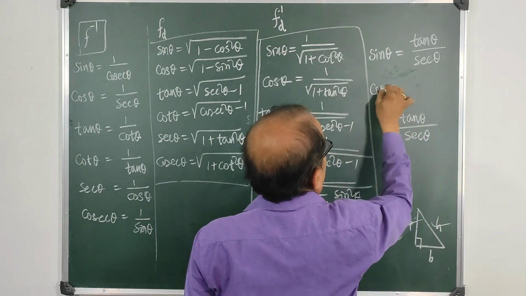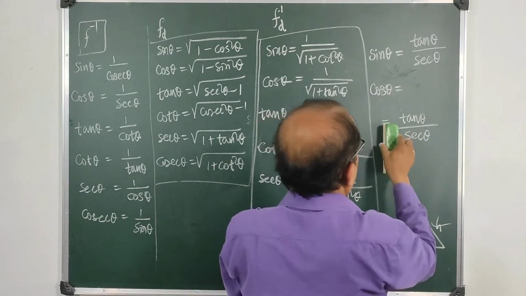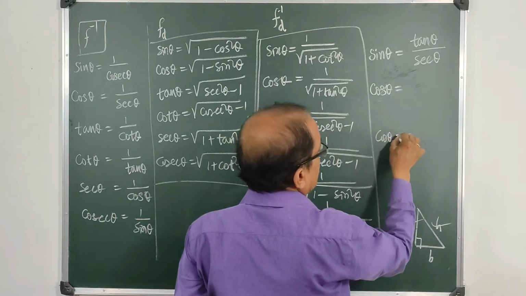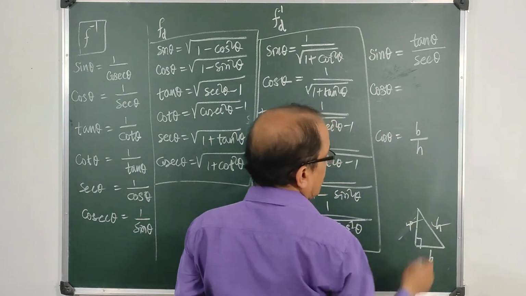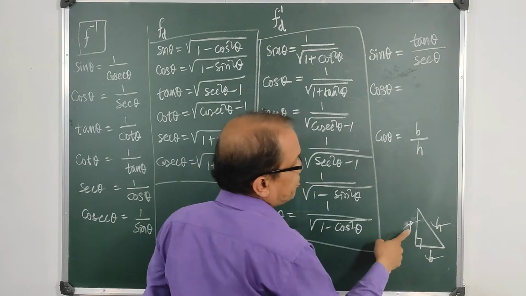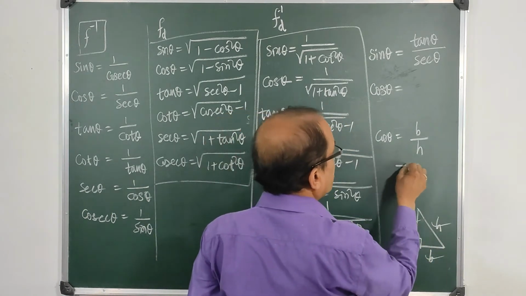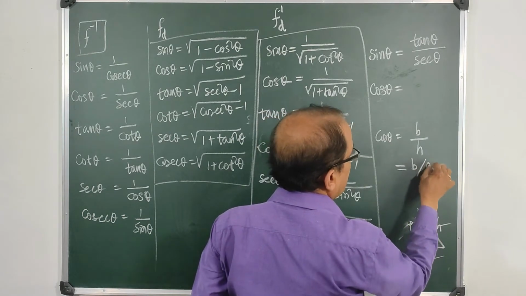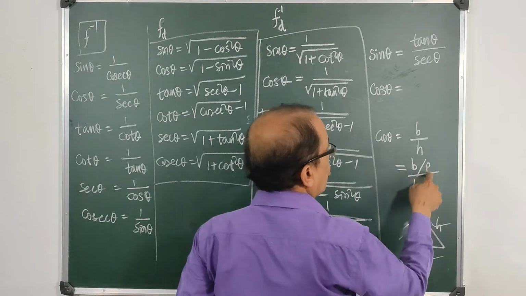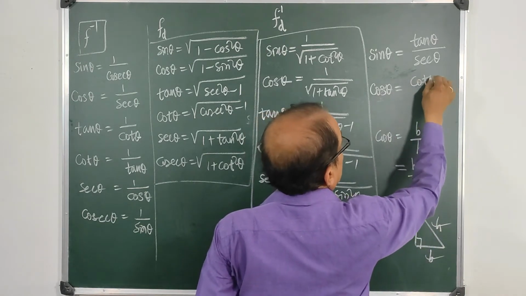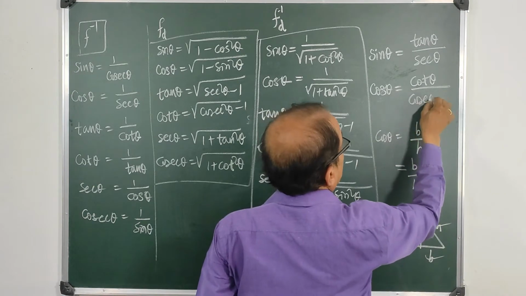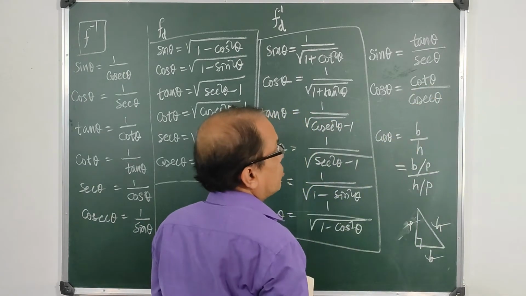Next comes cos theta. How to find cos theta? Cos theta is B upon H. What is the missing parameter? B and H are gone, so the missing one is P. So let us divide the numerator and denominator by P: B by P and H by P. B by P is cot theta and H by P is cosec theta. So cos theta is cot theta by cosec theta.